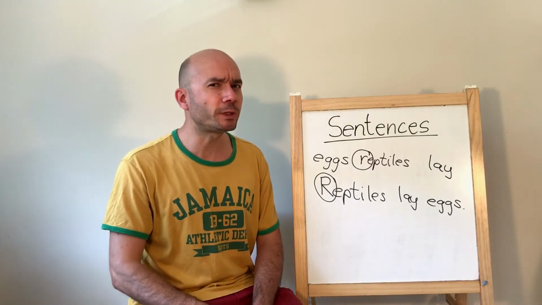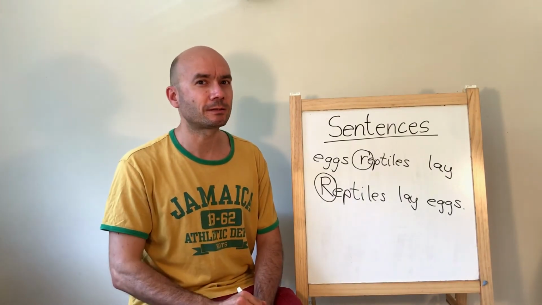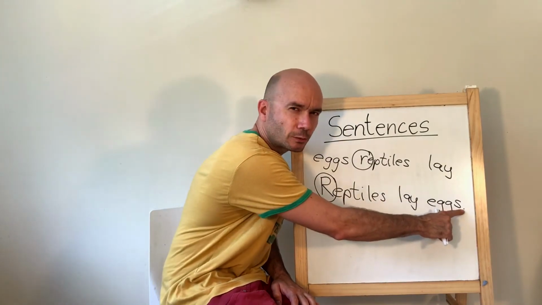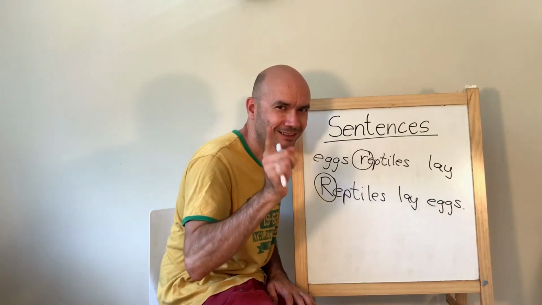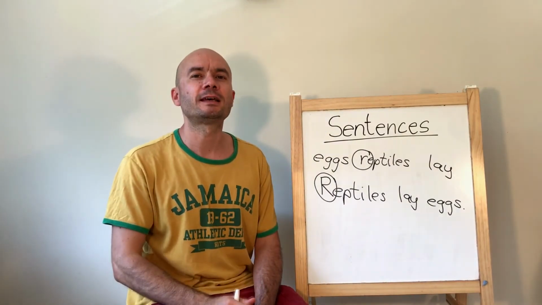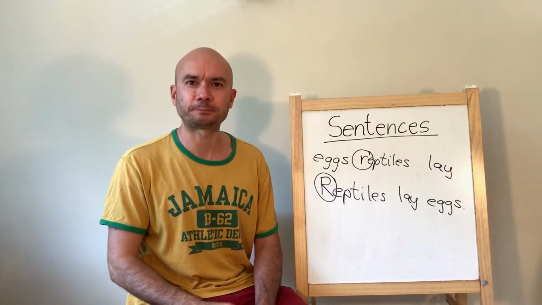Now, how do we know where a sentence ends? Well, let's go to the end of the sentence. Can you see that dot? What do we call that? Correct. It's a full stop. Okay, so the full stop tells us that the sentence has finished.